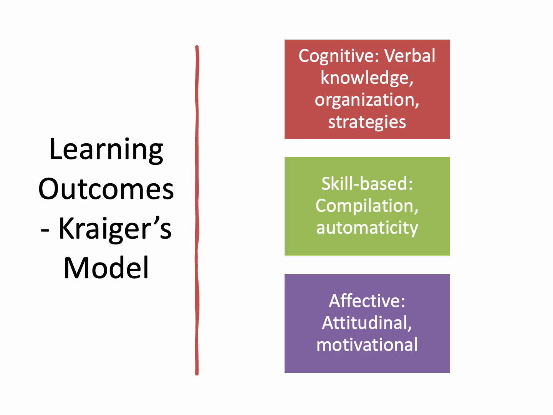Cognitive outcomes include verbal knowledge, e.g., recalling procedures; knowledge organization, e.g., structuring information; and cognitive strategies, e.g., problem-solving approaches. Skill-based outcomes involve compilation, integrating skills, and automaticity, performing tasks effortlessly. Affective outcomes cover attitudinal changes, e.g., valuing teamwork and motivation, e.g., enthusiasm for tasks.